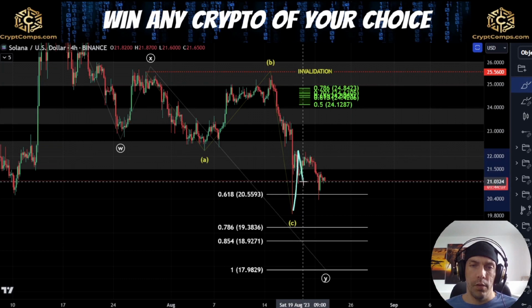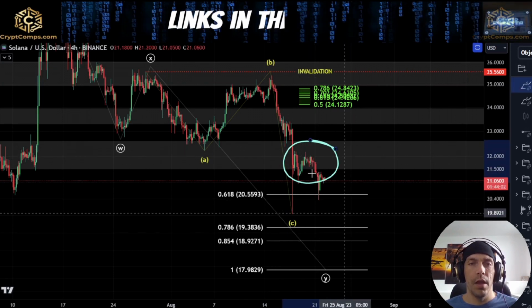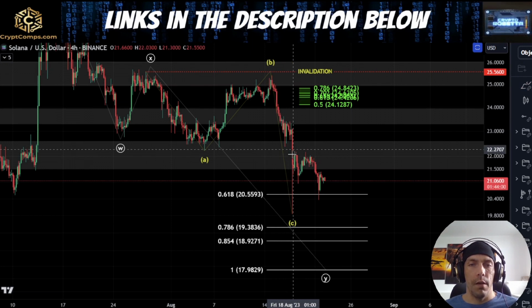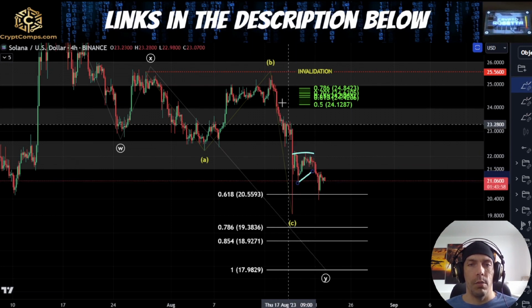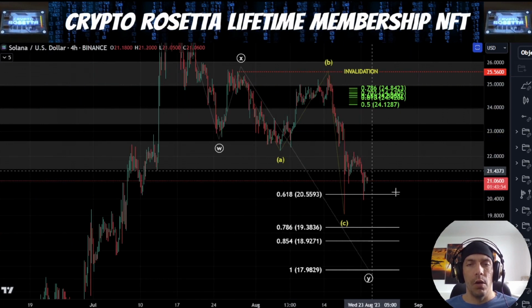The problem I have with this is this does look like a triangle here, so it is making it more likely, in my opinion, that this is actually either a 4th wave, or this is a connector wave here, where this is A, B, and then we're going to see a C wave down. So we need to just be on the lookout for this.